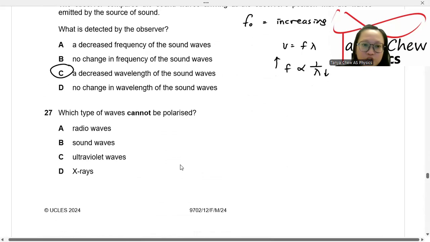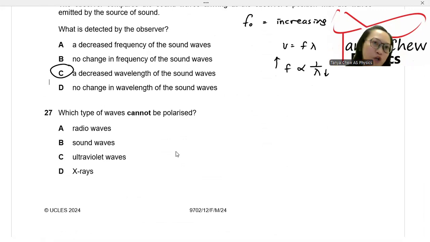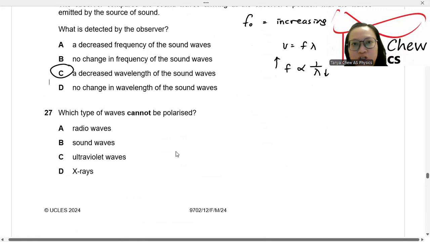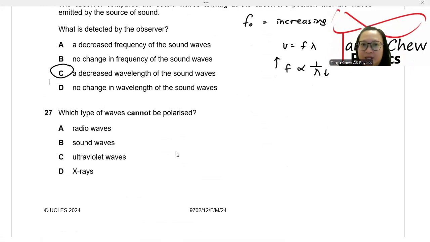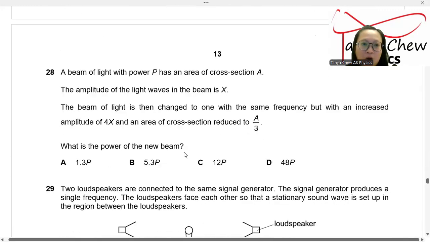Number 27, which type of wave cannot be polarized? The only way we can differentiate between transverse wave and longitudinal wave is by the process which we call polarization. Polarization is the cutting of the wave to make sure that the wave can travel in one direction only. So the answer is sound wave. Sound wave already travels parallel to the direction of travel of the wave. Therefore, it cannot be polarized. B is the answer.